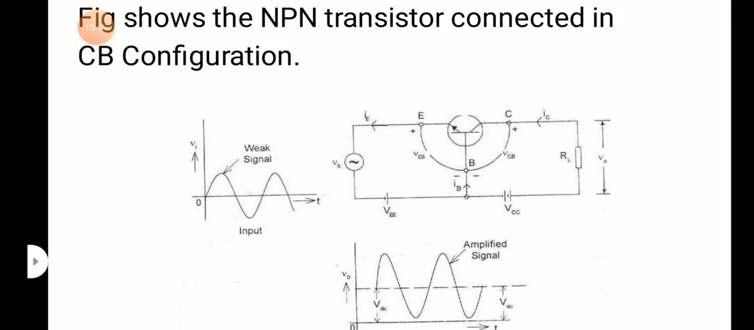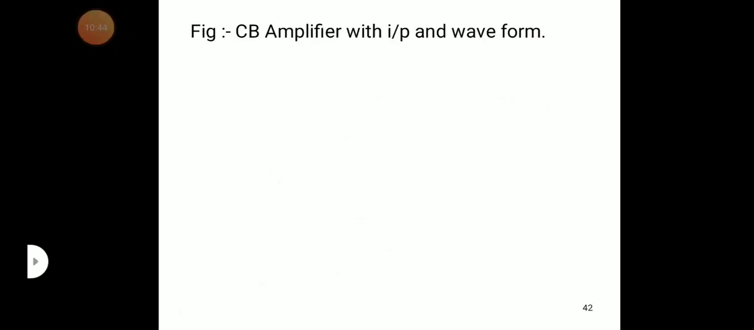On the input side, you can see they applied a weak signal. This is for understanding purposes, a given weak signal. On the output side, you can see they applied the load. So this connection is the amplifier connection. This is the common base. We apply the weak signal, that weak signal is amplified, and it is taken at the load. This is a common base configuration.